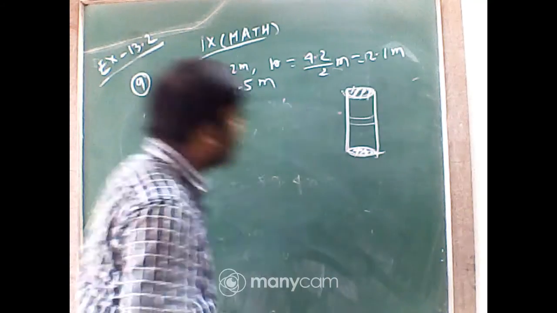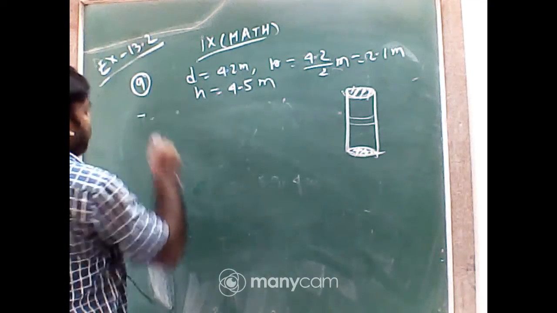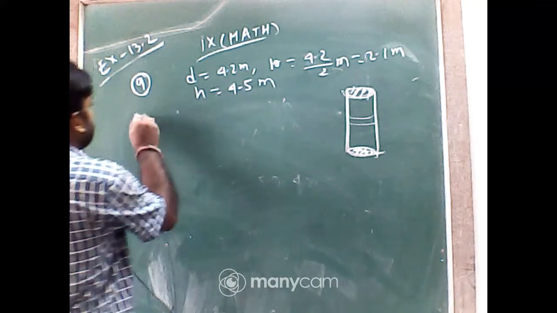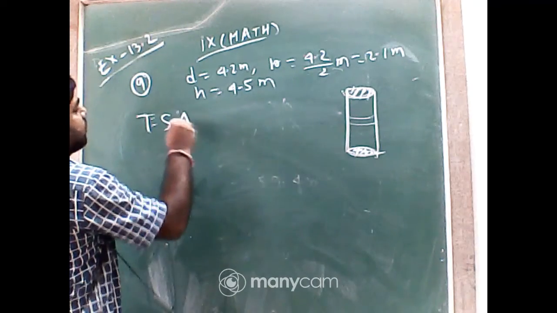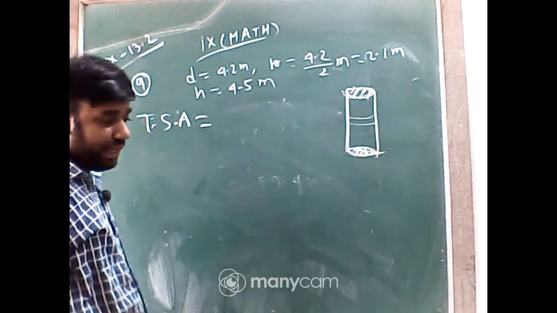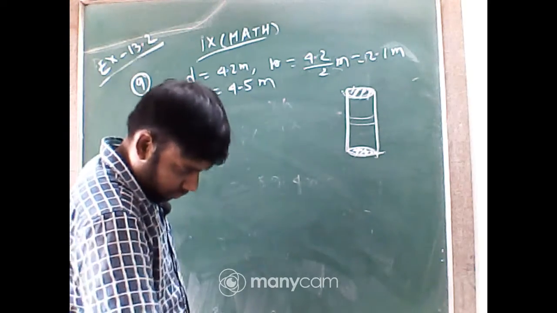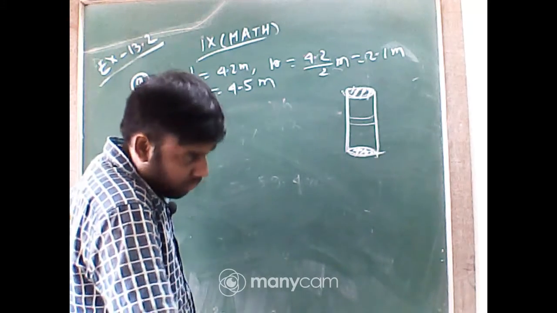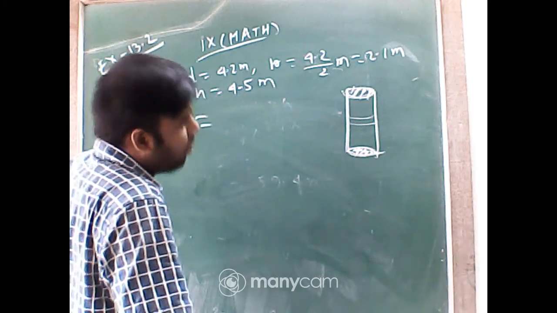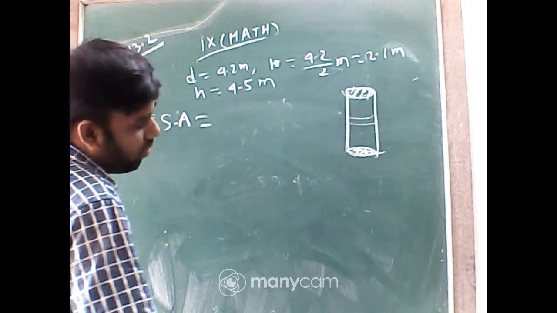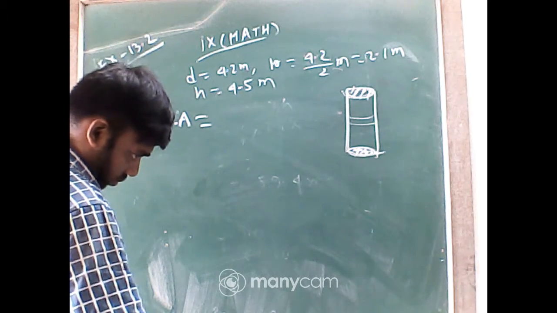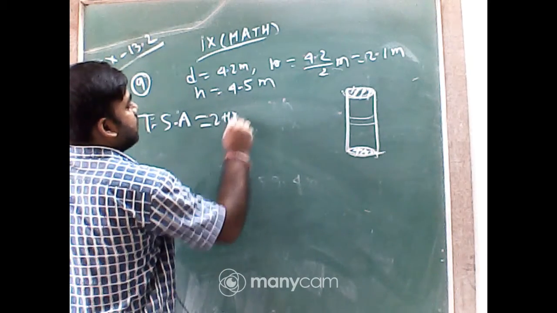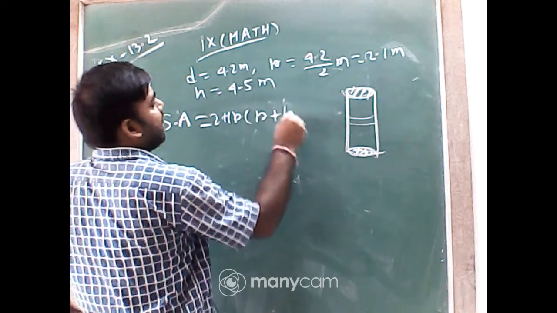So what is the formula of total surface area? Tell me in the chat box quickly. What is the formula of total surface area? Quickly. 2 pi r into r plus h. Okay, 2 pi r into r plus h.